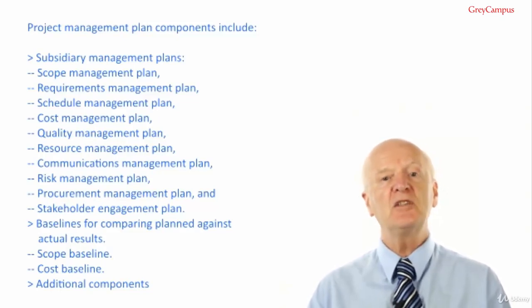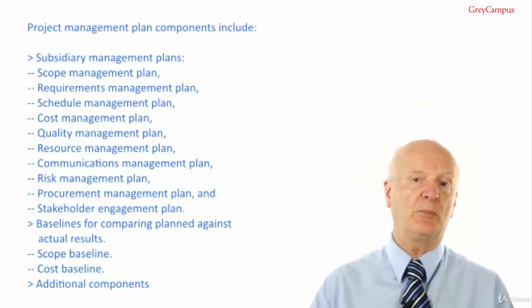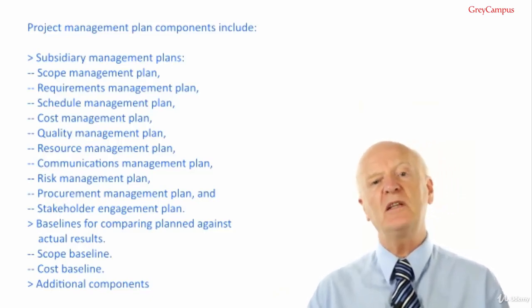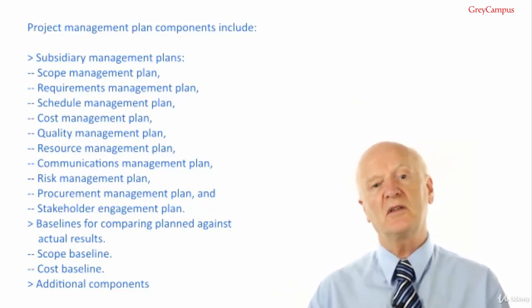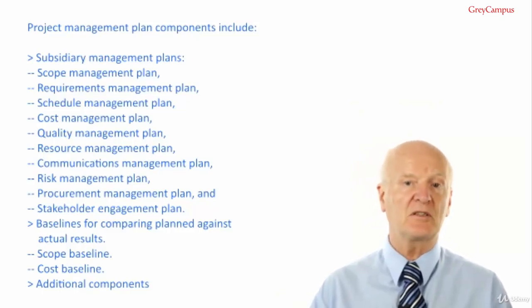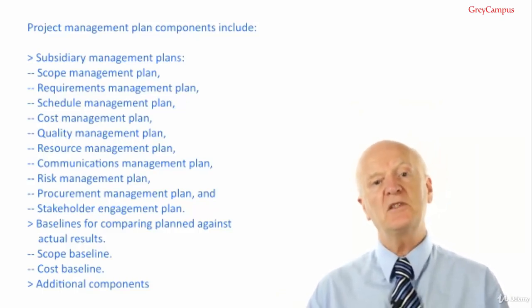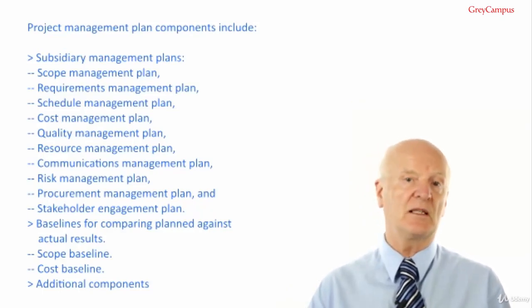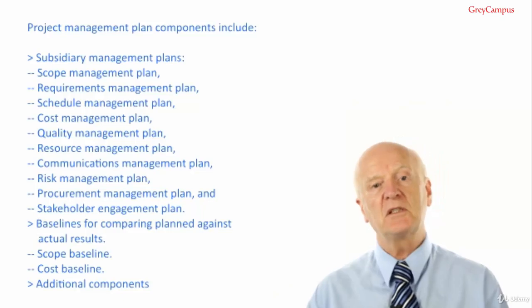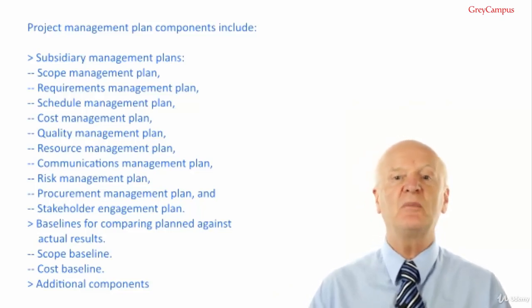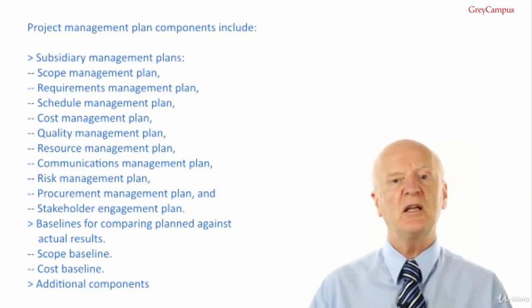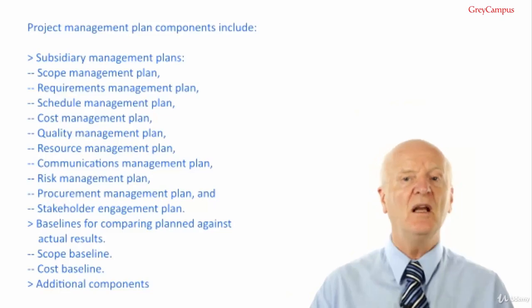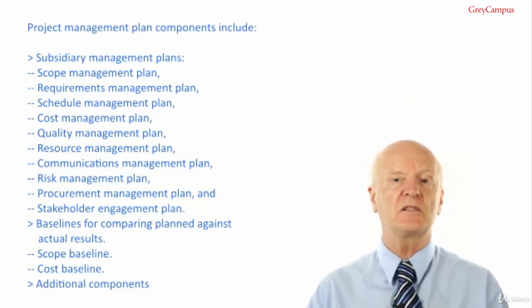It also contains baselines for comparing planned against actual results. Scope baseline. This is actually a combination of three baselines: the approved version of the scope statement, work breakdown structure, and associated work breakdown structure dictionary. The schedule baseline and the cost baseline. Additional components. Most components of the project management plan are produced as outputs from other processes, though some are produced during this process, the develop project management plan process.